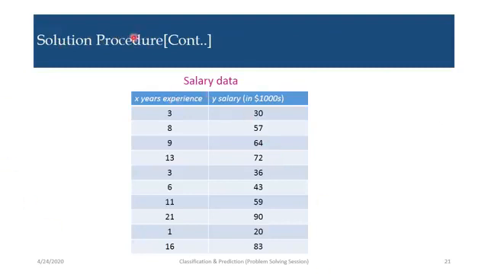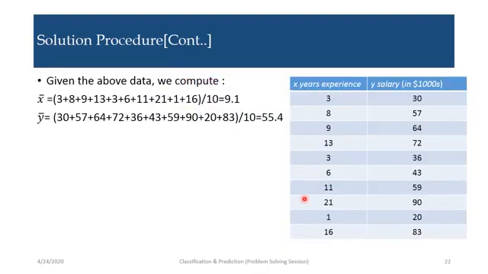So, this is the salary data table. X is the years of experience and y is the salary for the graduate. Now, given the above data, first we are computing x mean. The x mean can be calculated by adding all the values present in x divided by the number of tuples. Here we have 10 tuples. So, the x mean is 9.1.